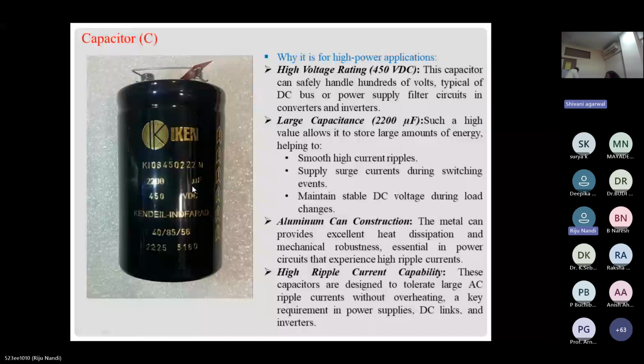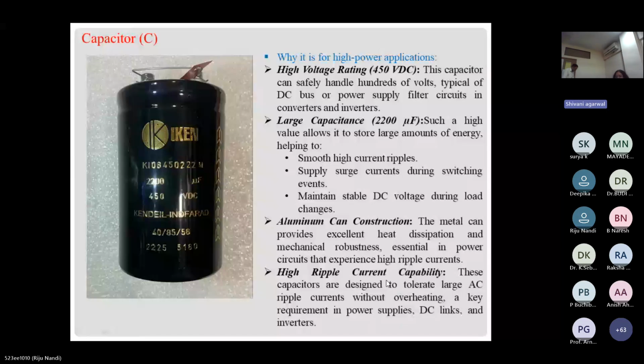It has an aluminum can construction. The metal can provides excellent heat dissipation and mechanical robustness, essential in power circuits that experience high ripple current. Next is high ripple current capability. These capacitors are designed to tolerate large AC ripple current without overheating, a key requirement in power supplies, DC links, and inverters. DC link means DC bus, and for the power supply also I have used this capacitor for its high ripple current capability.